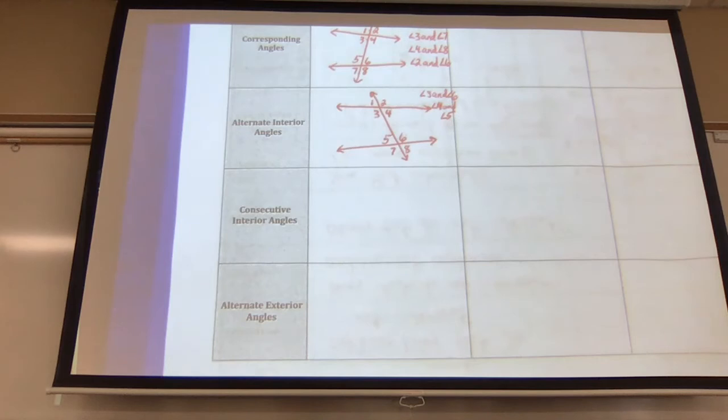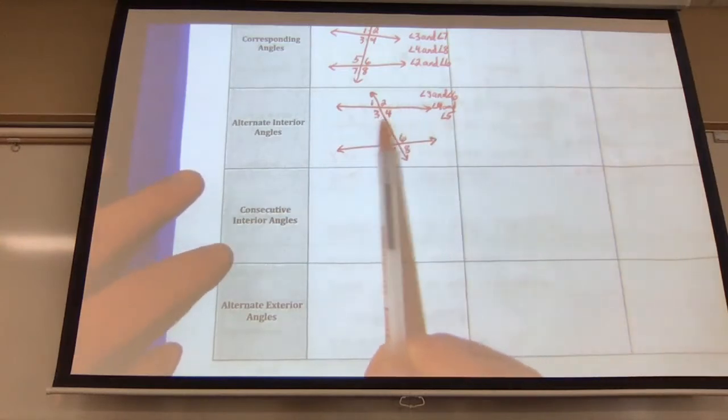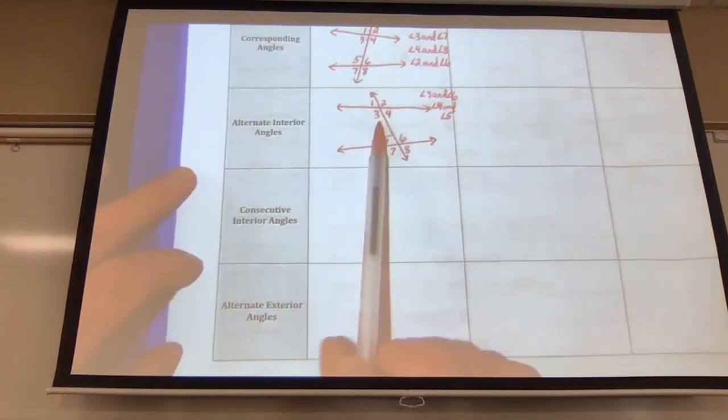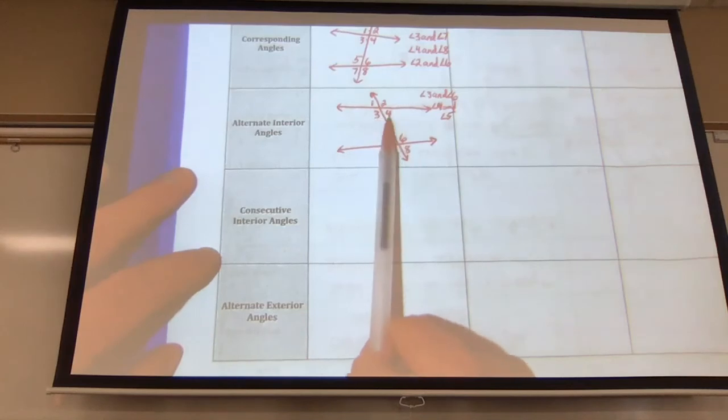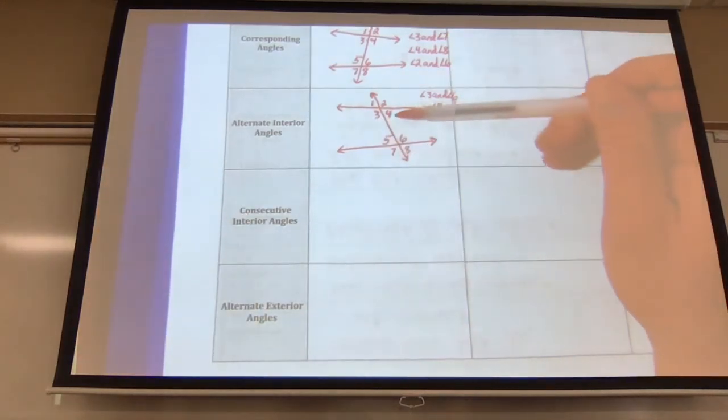Now, sometimes people say, you said they're opposite sides of the transversal and inside the lines being intersected. 3 and 4 technically would fit that description. 3 and 4 are on opposite sides of the transversal and they're on the inside of the lines being intersected, but we already have a name for 3 and 4. Back from chapter 1, what do we call those angles that form a straight line that are right next to each other?